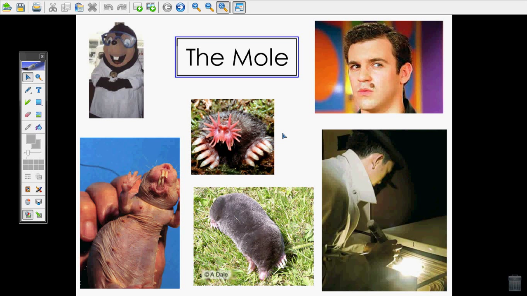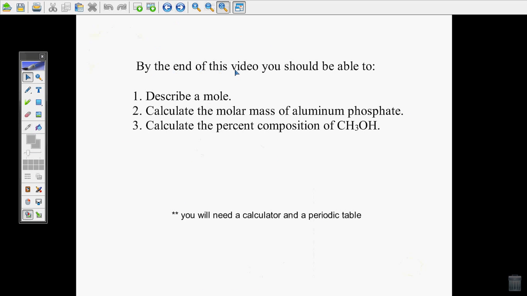This video is about the mole, and it's not any kind of these moles. By the end of this video, you should be able to describe a mole, calculate the molar mass of aluminum phosphate, and calculate the percent composition of methanol. You need to get a calculator and a periodic table, so run go get that.